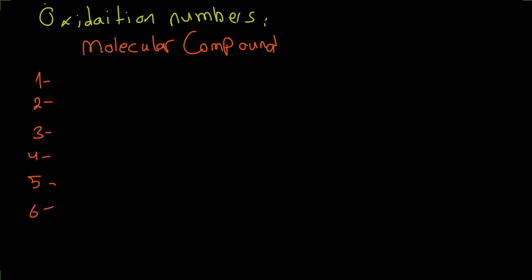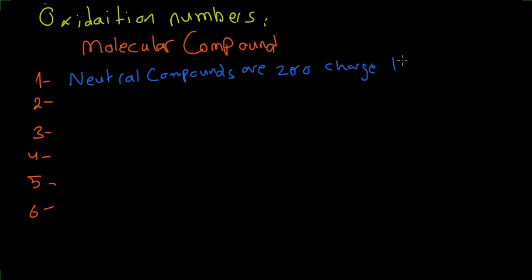First of all, you have to know that neutral compounds have zero charge, like H2O has no charge. Why? Because hydrogen is plus 1 and oxygen is minus 2. 2 multiplied by plus 1 is equal to plus 2, and it cancels minus 2, so the sum is equal to 0. Okay, and H2SO4, for example, is also zero charge.